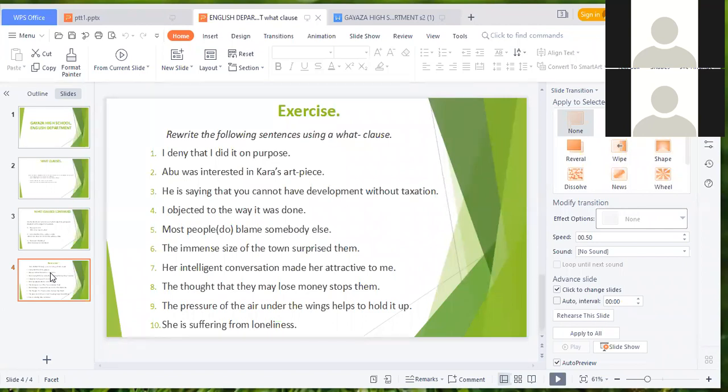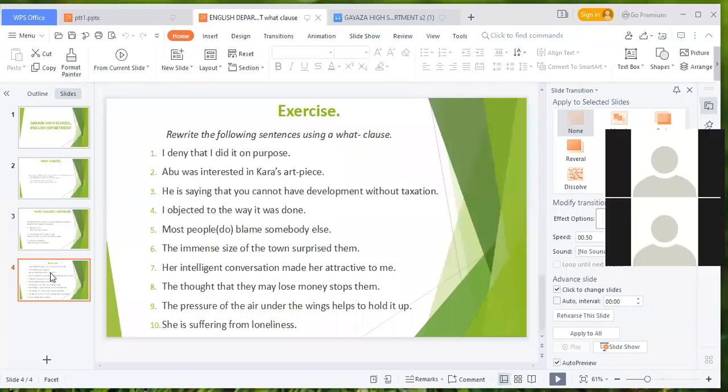We've not handled 4. Teacher Irene, should we handle the 4 or they do the 4 in their books? We can handle them. All right. So let us move to number 4. I objected to the way it was done. Okay, we can have Karakadu. What I objected to was the way it was done. Beautiful.